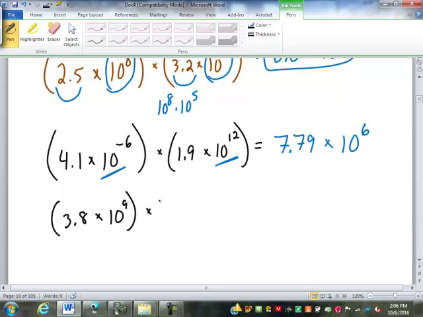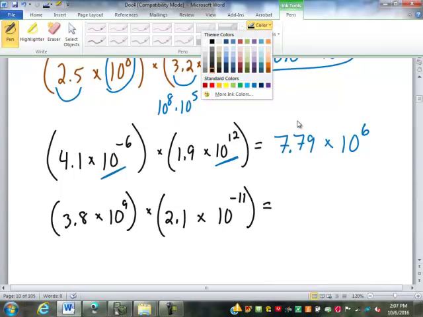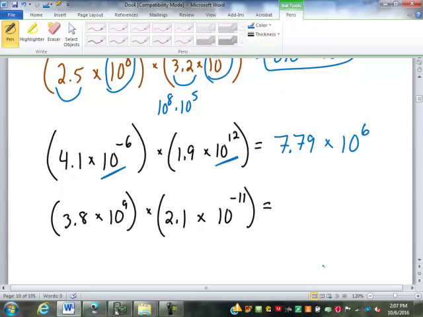3.8 times 10 to the 9th plus, or times, sorry, 2.1 times 10 to the negative 11. Try that one in your notes quick. So we're going to combine the counts. 3.8 times 2.1 is 7.98. Times, we're going to combine the names. 10 to the 9th times 10 to the negative 11th is 10 to the negative 2.